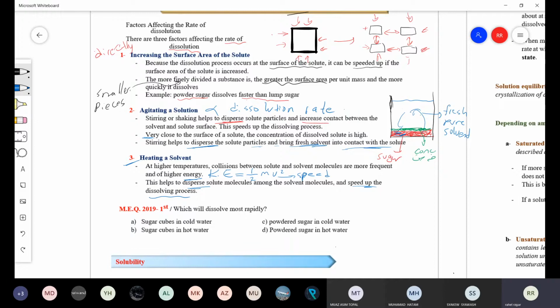In the ministry exam, how do they ask questions? Like this. This is from last year, the first term.